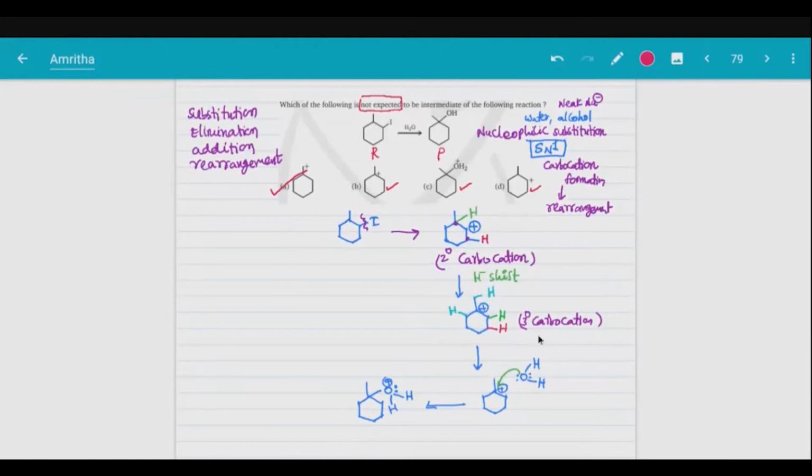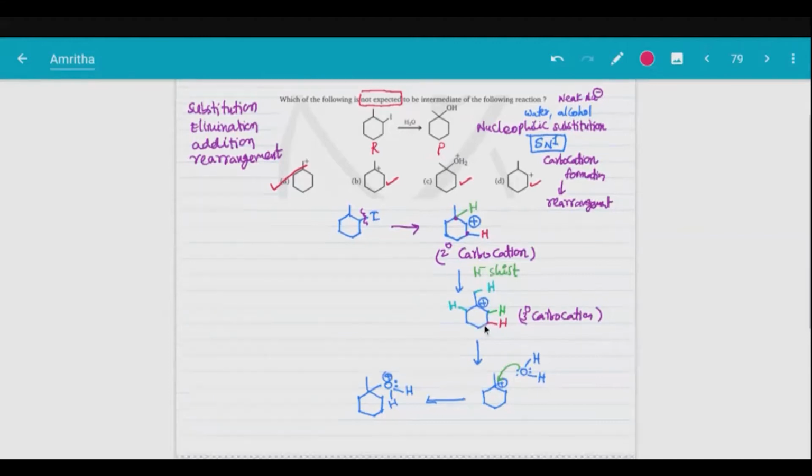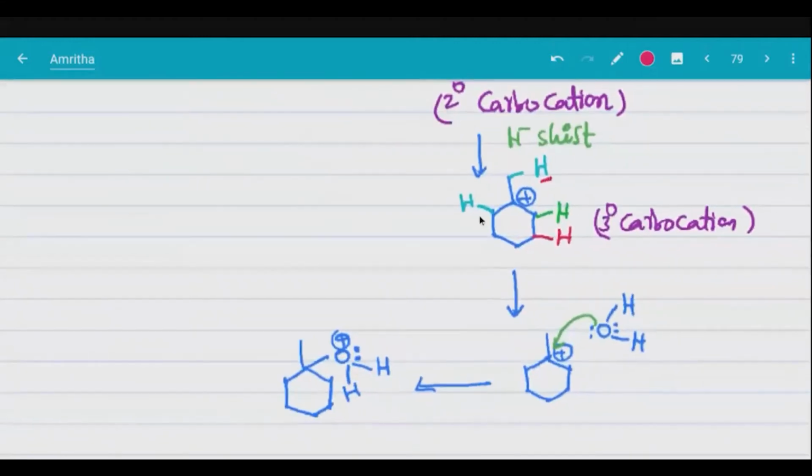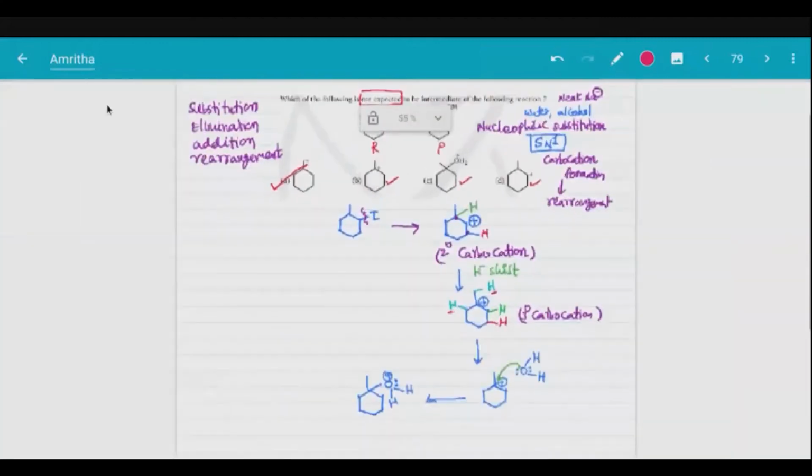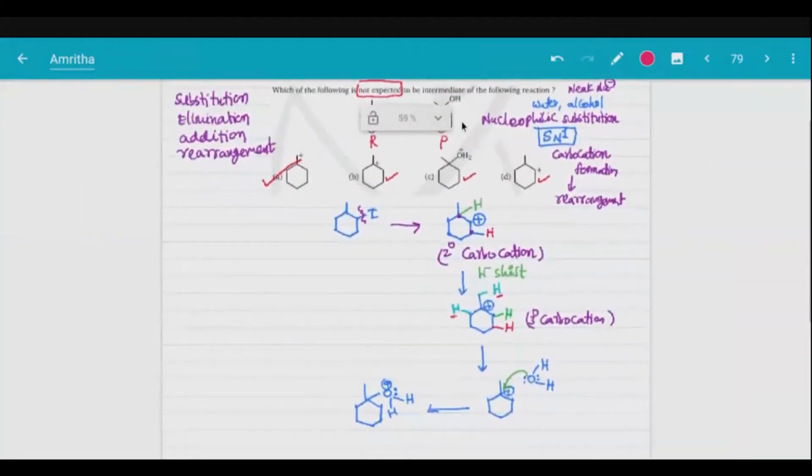But after getting tertiary, you can't shift any other hydrogen which doesn't give stability. You can't shift these blue hydrogens because they don't give extra stability compared to tertiary. So the carbocation will stop here, this major, and water starts donating electron pair. So that's why we get O plus. These are all intermediates. So final product is given, right? So H plus will leave and final product is alcohol.